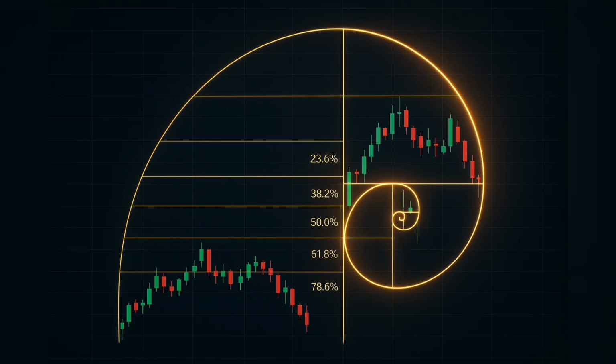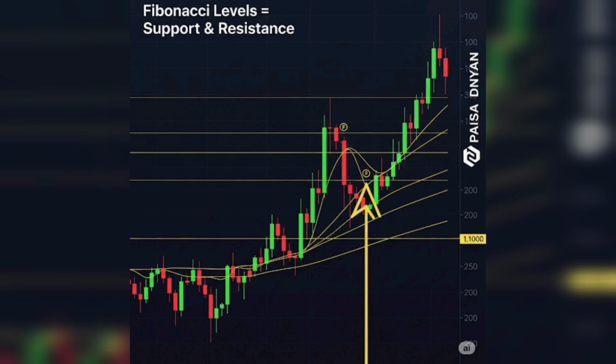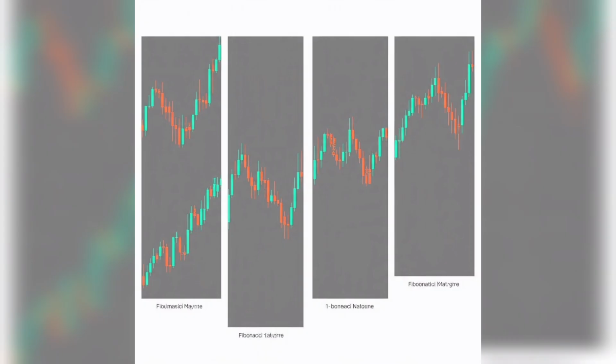How to use on chart. So, how do you use it? Very simple. 1. Open TradingView, Zerodha, or any trading platform. 2. Select the Fibonacci Retracement Tool. 3. In an uptrend, draw from swing low to swing high. 4. In a downtrend, draw from swing high to swing low. And instantly, Fibonacci levels will appear on your chart.